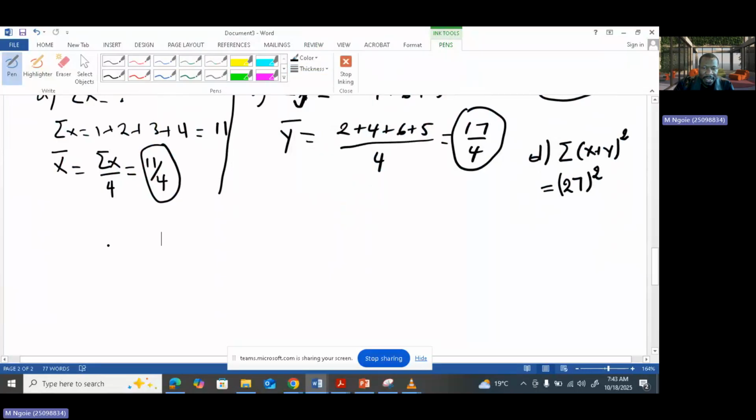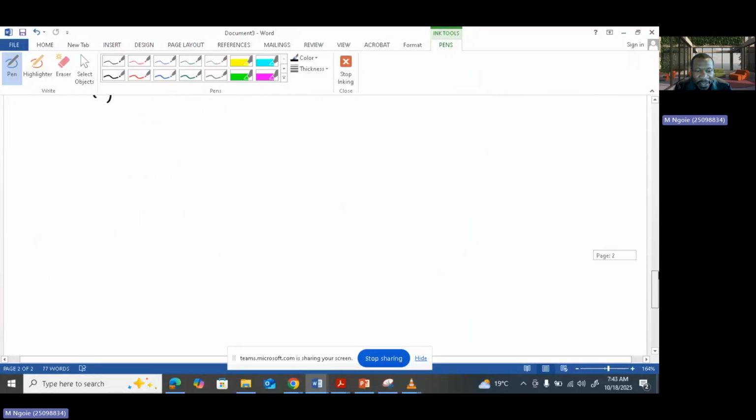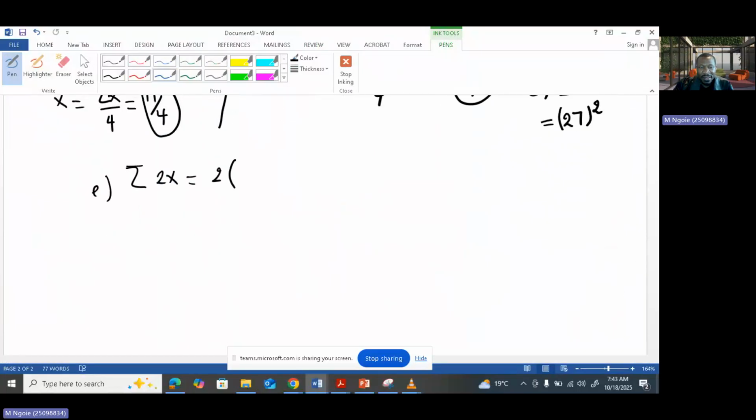So sometimes again, they can ask you to find the sum of 2x. What does this mean? It means 2 times... where is your x here? It's 1, 2, 3, 4, right? So the sum of 2x is 2 times (1 plus 2 plus 3 plus 4). That's going to be 2 times 3, 3, 6, 10.